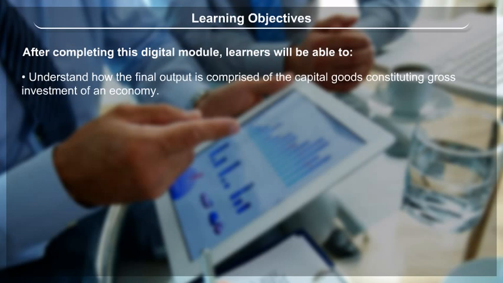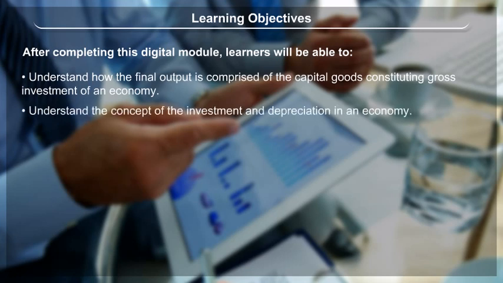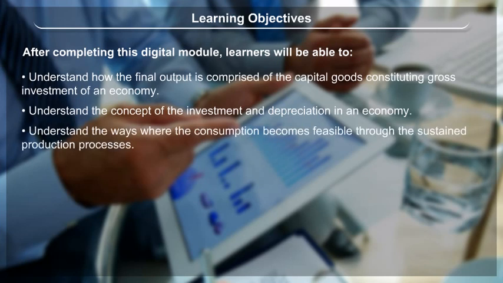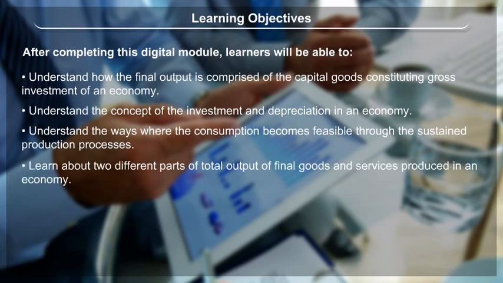understand how the final output is comprised of the capital goods constituting gross investment of an economy, understand the concept of the investment and depreciation in an economy, understand the ways where the consumption becomes feasible through the sustained production processes, learn about two different parts of total output of final goods and services produced in an economy.